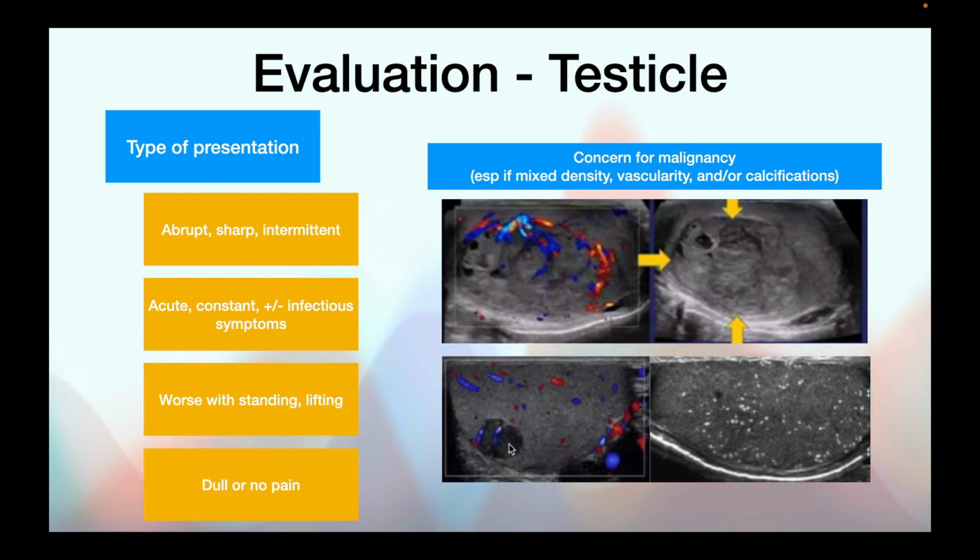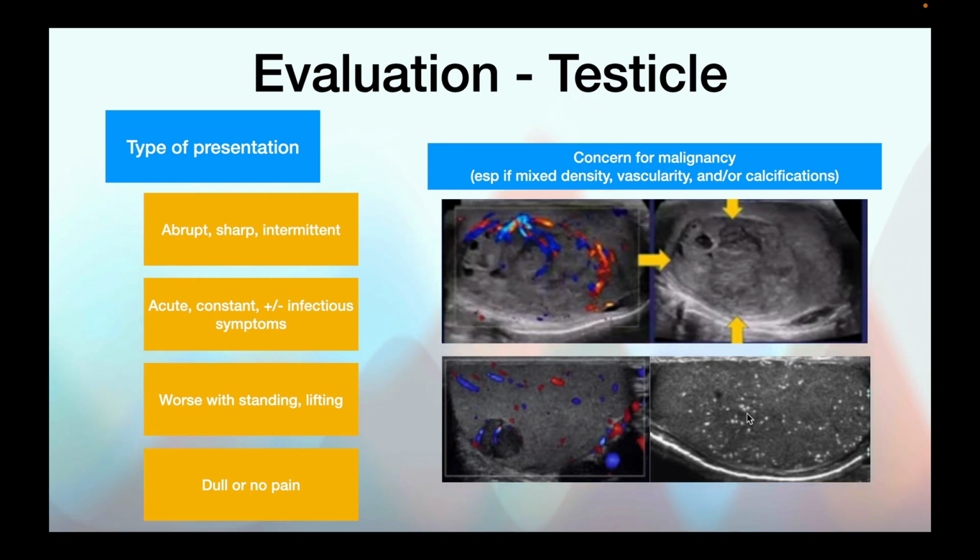Other things are if you just have a change in density. This is a seminoma right here, and it's much less dense than the testicle around it. If you had calcifications, this is actually called microlithiasis, and this is pretty prominent. You can see that it's really dense, so it's very hyperechoic.